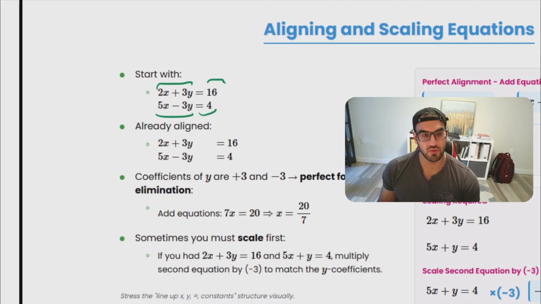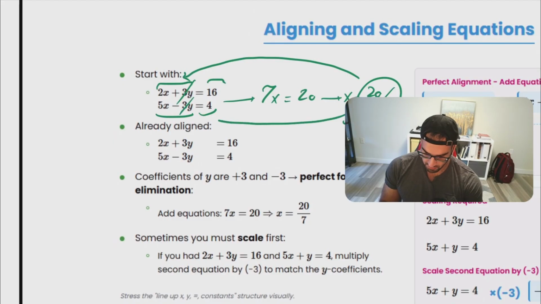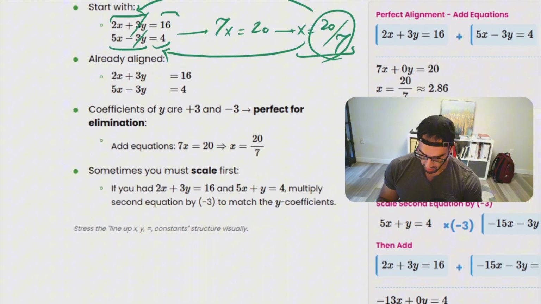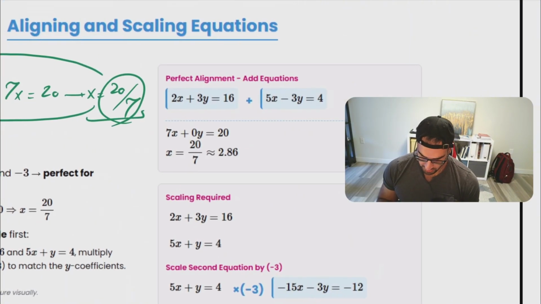So the only thing I have to do is add them up. y, positive 3, negative 3. Bam, they're going to cancel each other, right? So add them up, and this term is going to cancel. So I have 7x = 20. My x is equal to 20 divided by 7. This is the first thing. The second step means that I have to put this value into one of these equations. It doesn't matter which one, and at the end I can find my y itself. Simple as that.